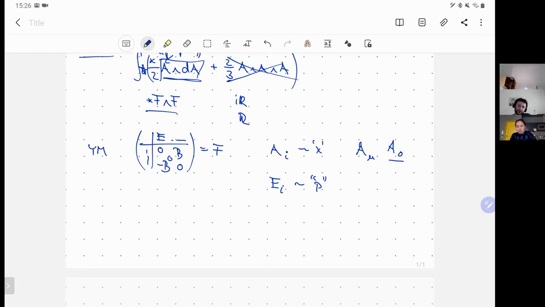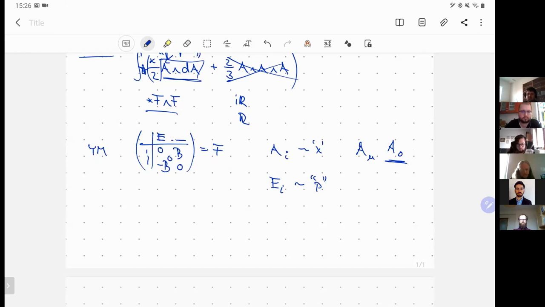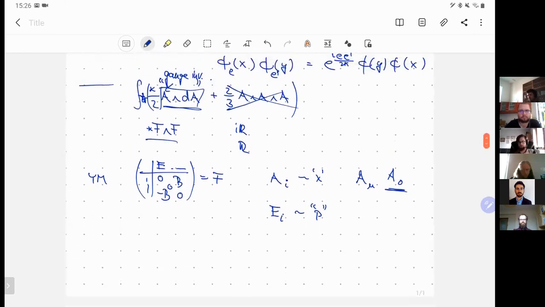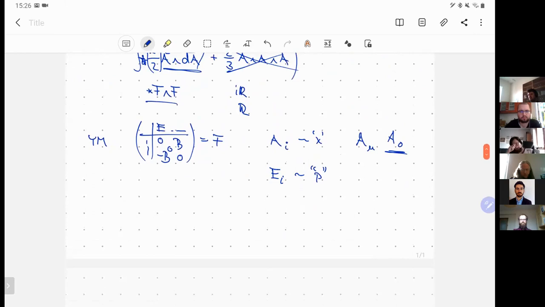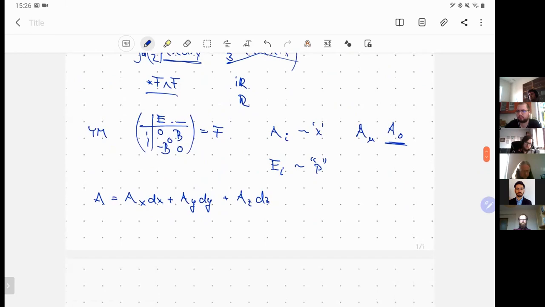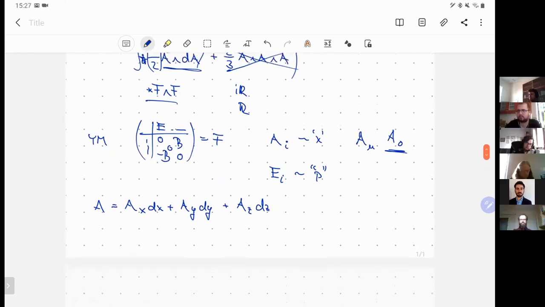The same will be true for Chern Simons. However, it won't be true anymore that the E's will be canonical conjugate momenta to A. Just to quickly spell that out, because that's really simple and quite crucial: if you have a three-dimensional Chern Simons field, A_x dx, A_y dy, A_z dz, and then it's customary to pick one of them.